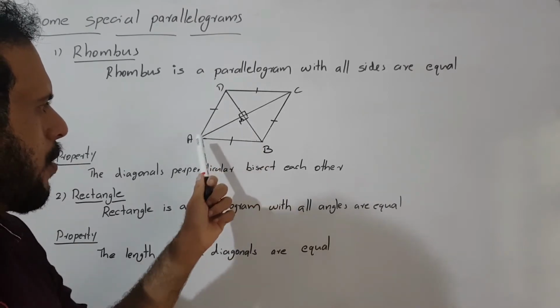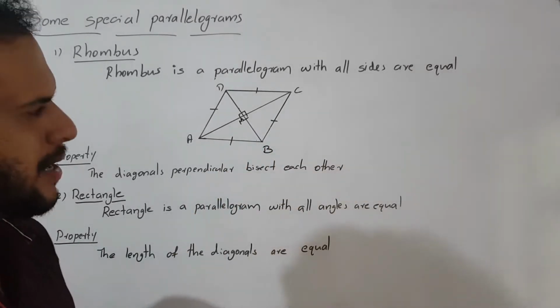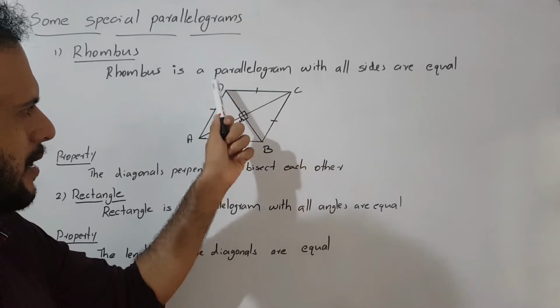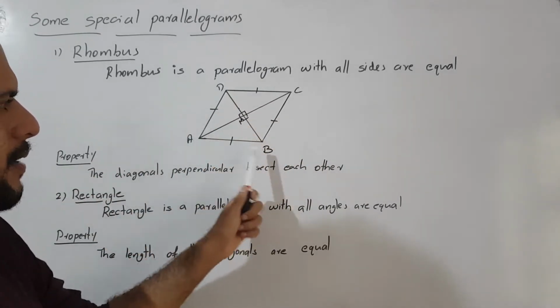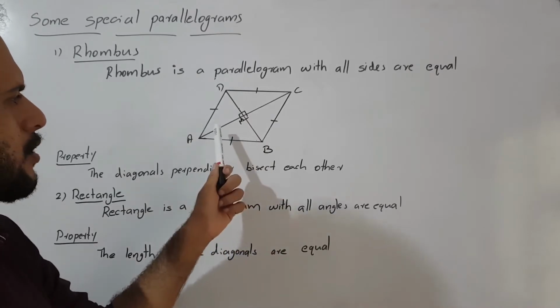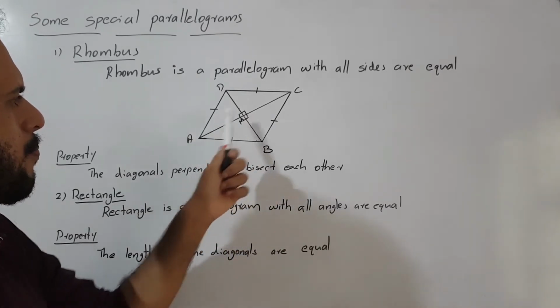M is the midpoint of AC. If AC is bisected by DB, then M is the midpoint of DB. Then bisect each other means M is the midpoint of both the diagonals.